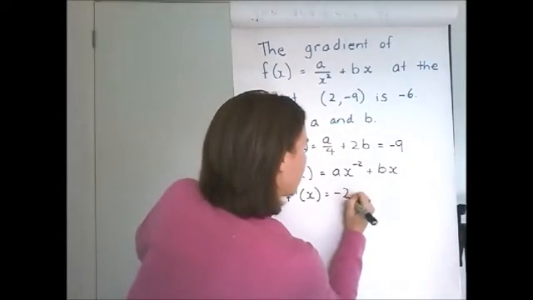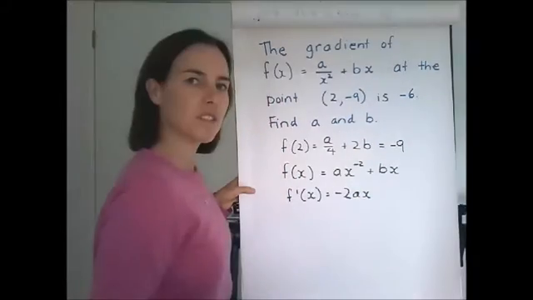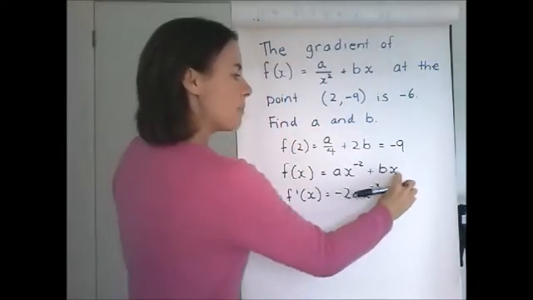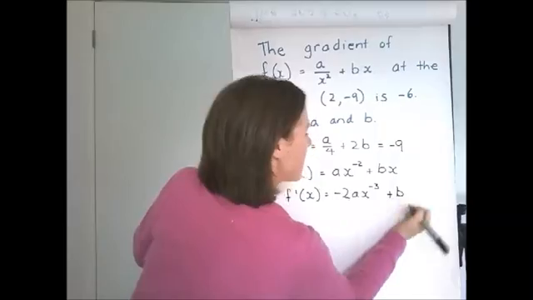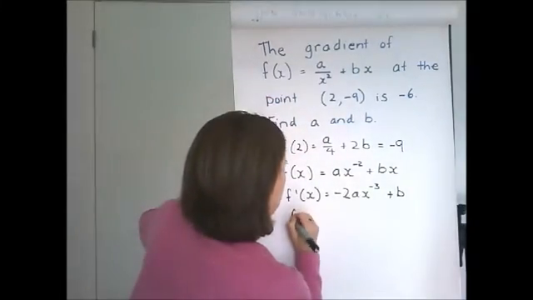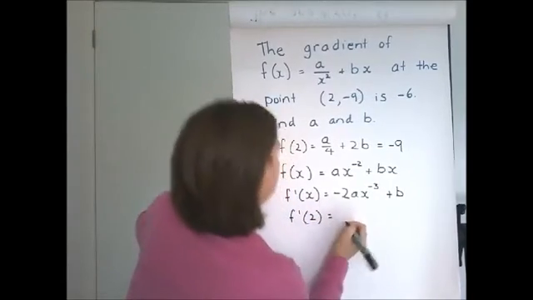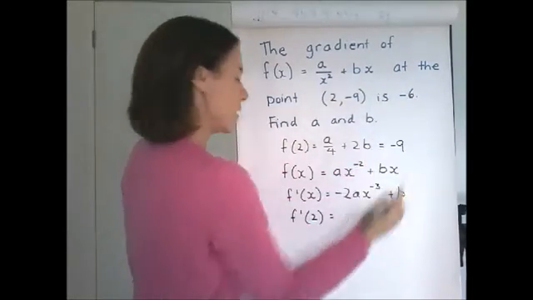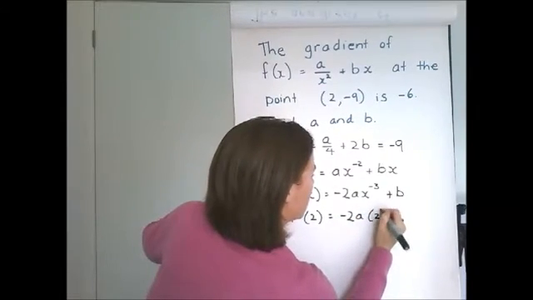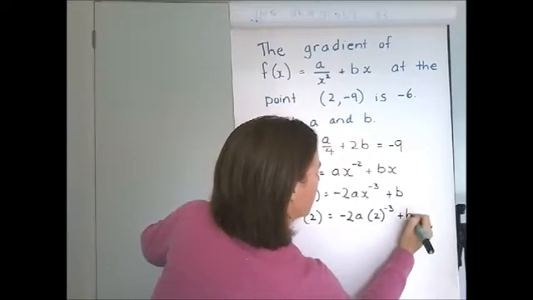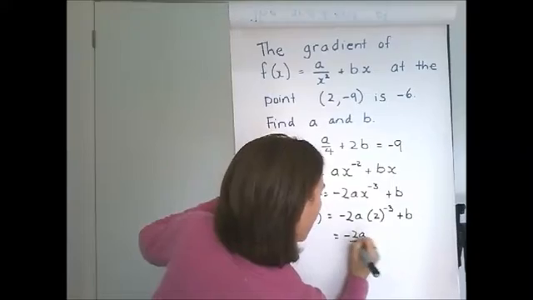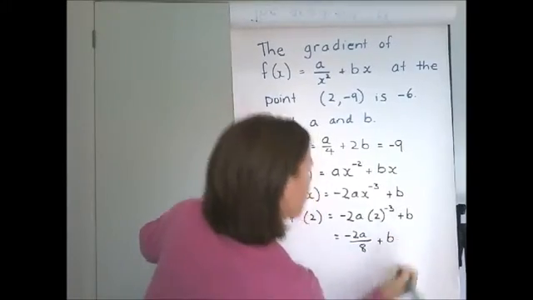Bring the -2 down the front and reduce the power by 1. And bx will just be b. That's the derivative. When we sub in x equals 2 into the derivative, -2a times 2 to the -3 plus b is -2a over 8 plus b.